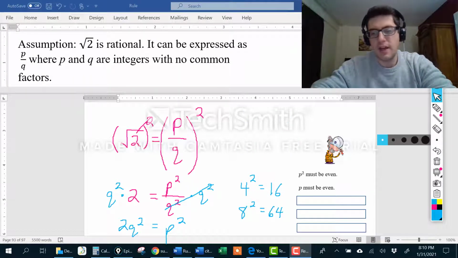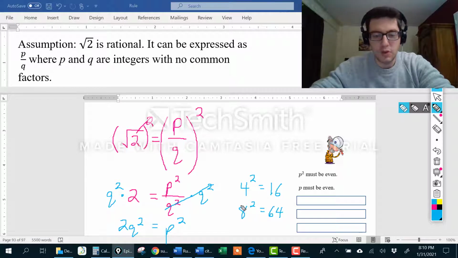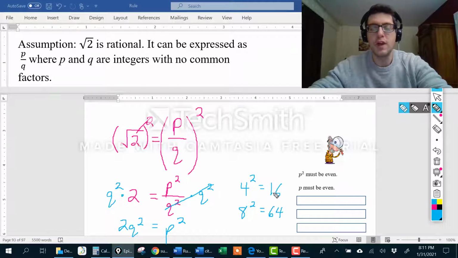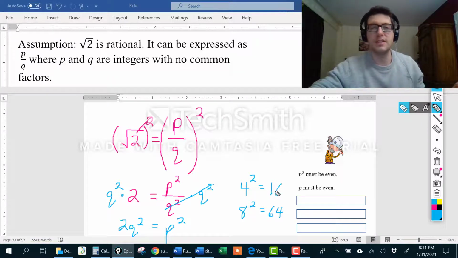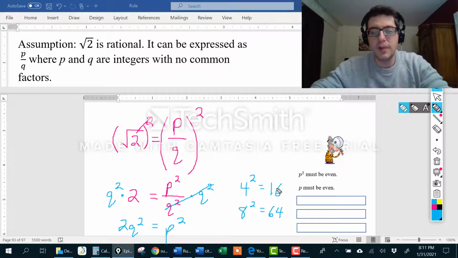So, for instance, I have some numbers that I can use over here already. 4 is an even number. 4 squared is 16. 16 is divisible by 4, which just means that I can divide 16 by 4 and get a whole number. So 16 divided by 4 is 4. 8 is an even number. 8 squared is 64. 64 is divisible by 4. Okay, 64 divided by 4 is 16. But it works with any even number.